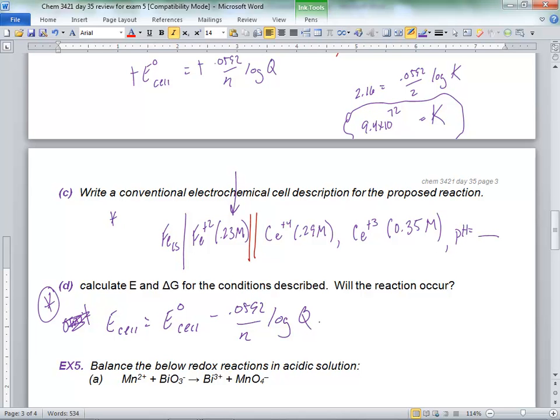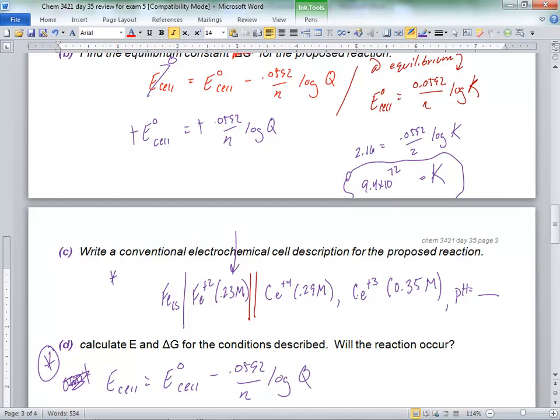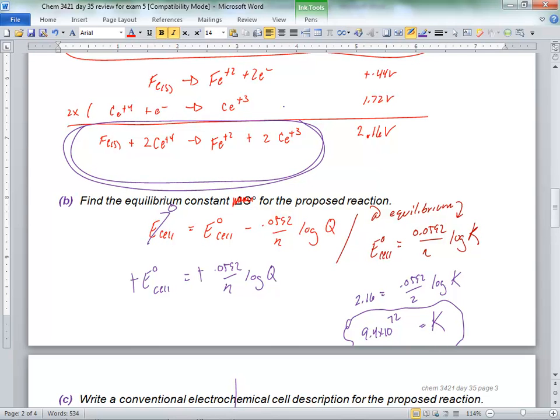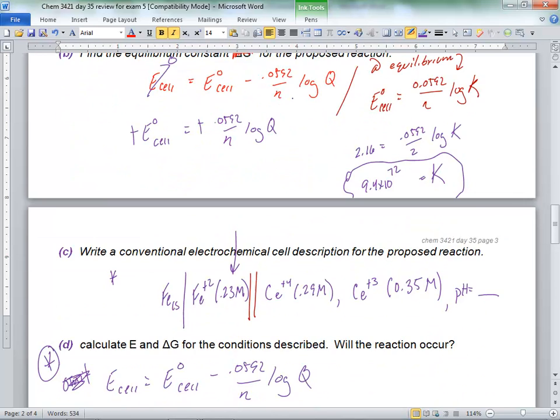Here it is. And we know the overall reaction, so we can calculate products over reactants, their concentrations. All right, here's what you'd write Q for, leaving out solids. Make sure you square the cesium-3 and square the cesium-4, because there's two of them. Right? Concentrations raised to their stoichiometric powers.